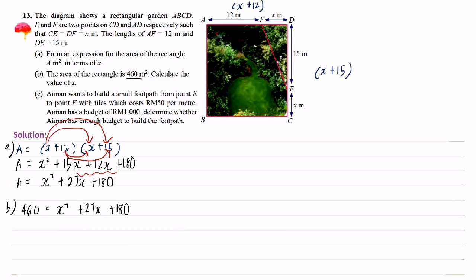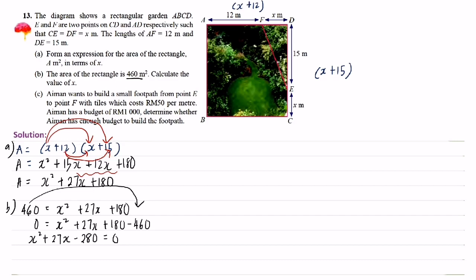Again, we need to arrange it into general form before we factorize it. So this 460 I move to the right hand side, 0 equals S squared plus 27S plus 180 minus 460. Then I will obtain S squared plus 27S minus 280 equals 0.